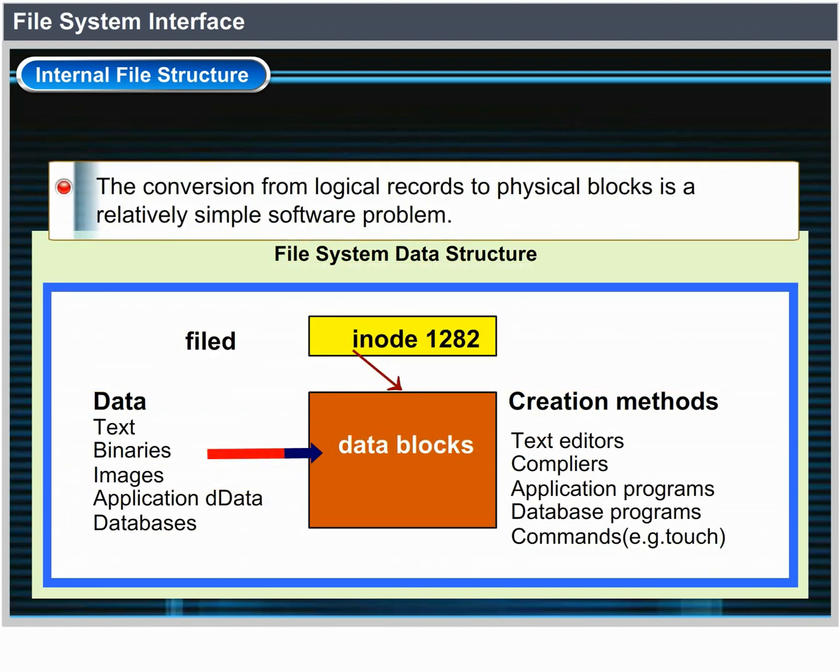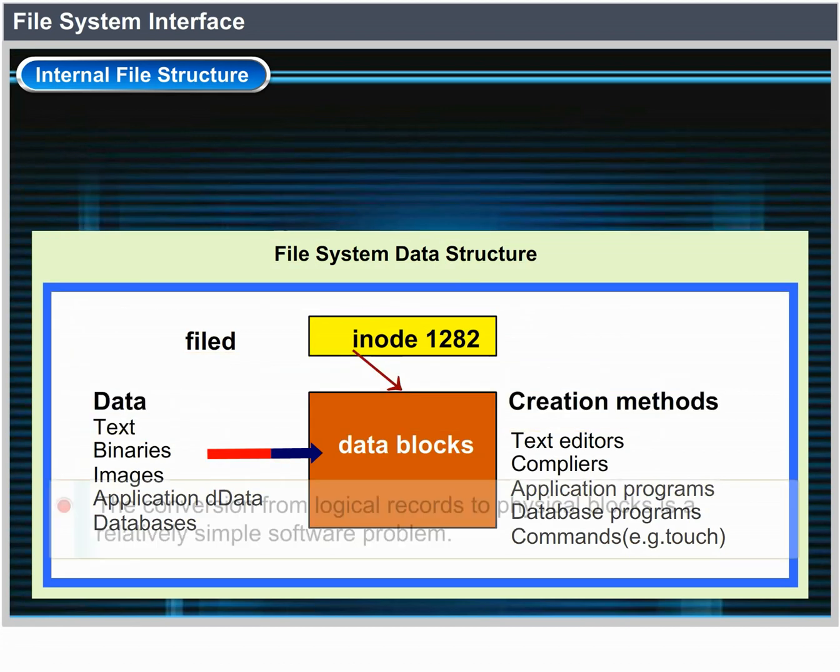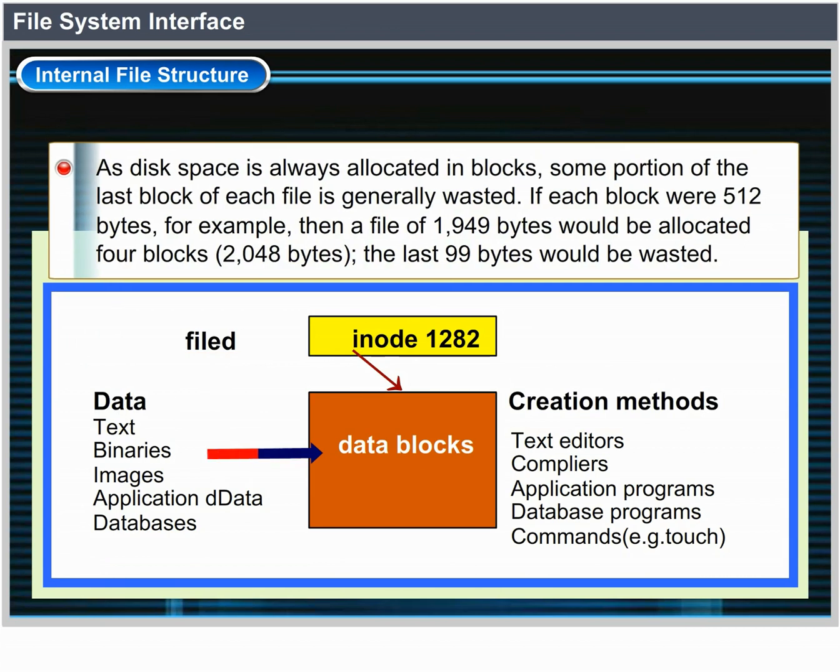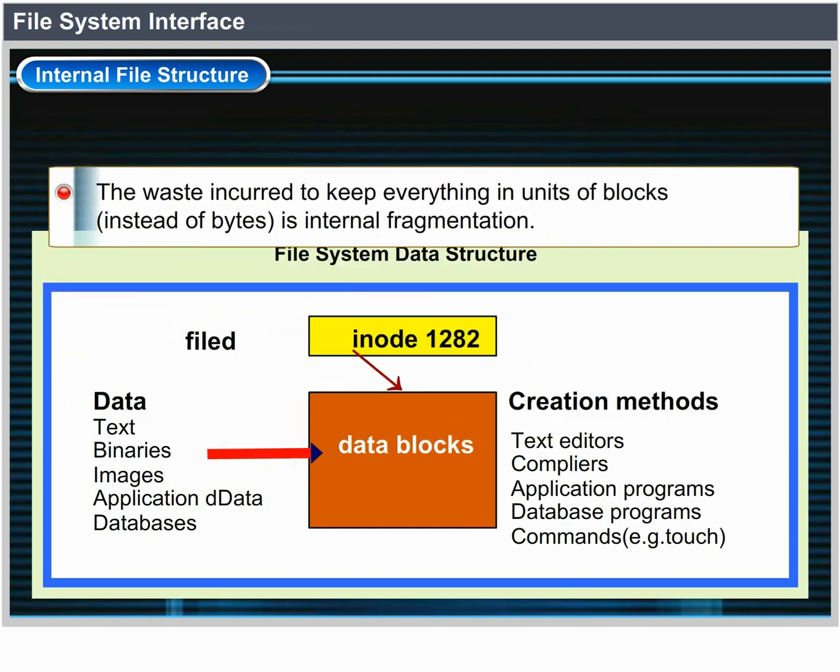Because disk space is always allocated in blocks, some portion of the last block of each file is generally wasted. If each block were 512 bytes, for example, then a file of 1949 bytes would be allocated 4 blocks, 2048 bytes. The last 99 bytes would be wasted. The waste incurred to keep everything in units of blocks instead of bytes is internal fragmentation. All file systems suffer from internal fragmentation. The larger the block size, the greater the internal fragmentation.